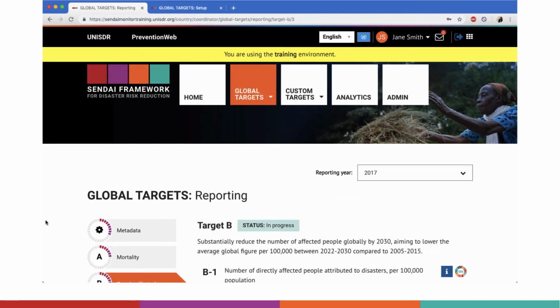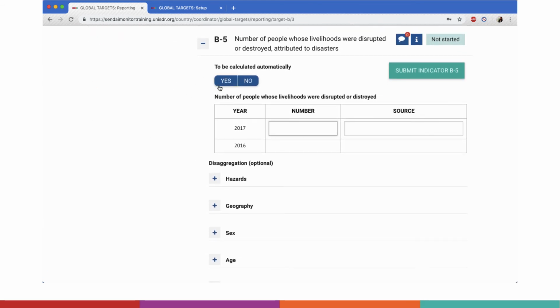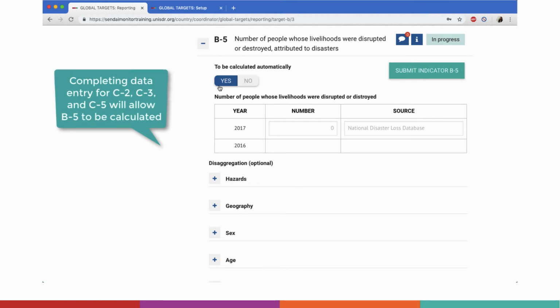If you recall back to Target B, you may have selected the option for the system to automatically calculate indicator B5 on the number of people whose livelihoods were disrupted or destroyed. Completing data entry for C2, C3, and C5 will allow the system to calculate B5.